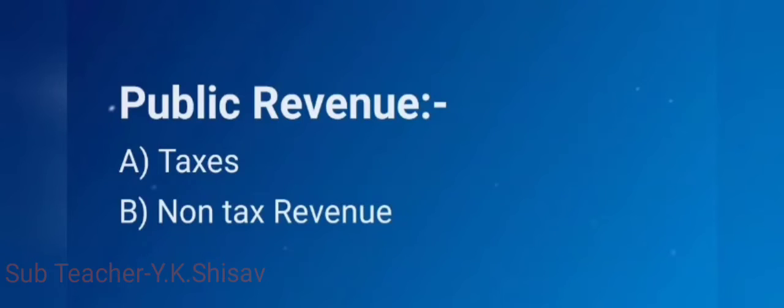Okay students, we see the next, second component is public revenue. Public revenue means the aggregate collection of income with the government through various sources. Public revenue holds a permanent position in the study of public finance, which is part of the study of economics. Thus, the necessity of public revenue arises due to public expenditure.